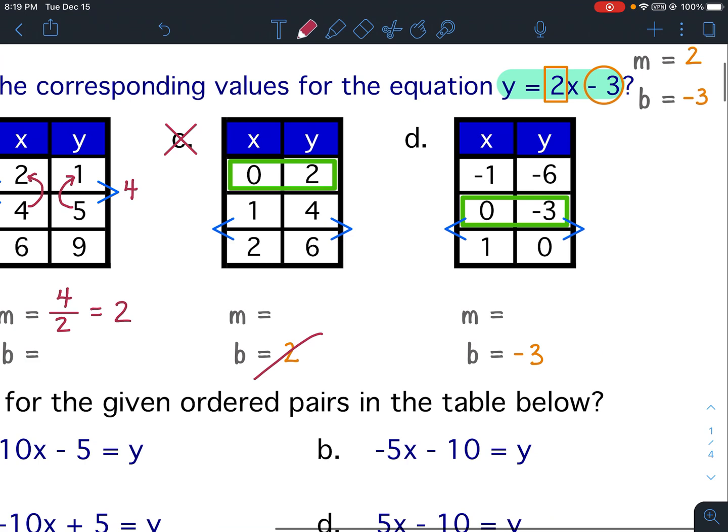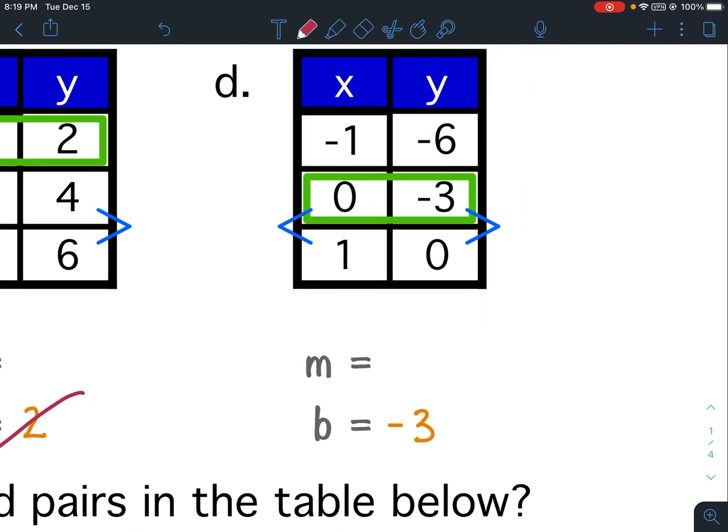Let's look at D. And you need to be careful here because this is 0 minus negative 3. It's 0 minus negative 3, which actually becomes positive 3. And then 1 minus 0 is 1. So my slope for D is 3 over 1, which would simplify to just 3.